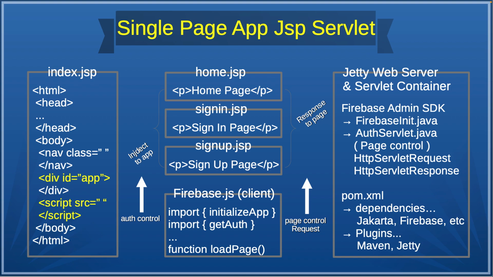Here I have a Java Servlet single-page application with an index.jsp main page, a header section, a body section, and a JavaScript section. The body section has a navbar and a div with the ID app container. Then there are partial pages, home JSP, sign in JSP, and sign up JSP, which are injected into the app container in the div tag.